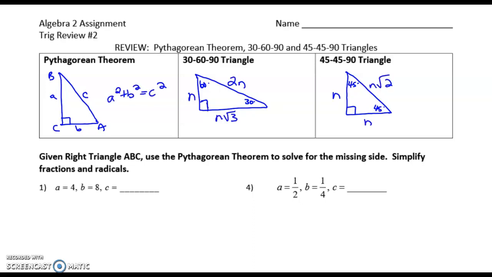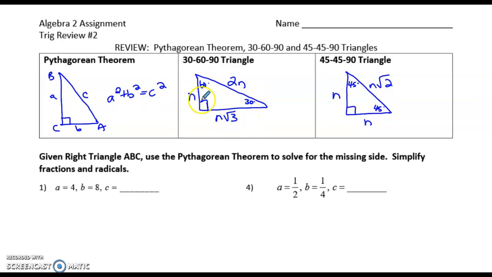Okay, so Pythagorean Theorem, notice how this is labeled. The side lengths are little letters, lowercase letters, A, B, and C. The angles are the ones across from the side. So there's angle A, angle B is across from side B, angle C is across from side C. So Pythagorean Theorem takes the two legs, A squared plus B squared equals C squared.